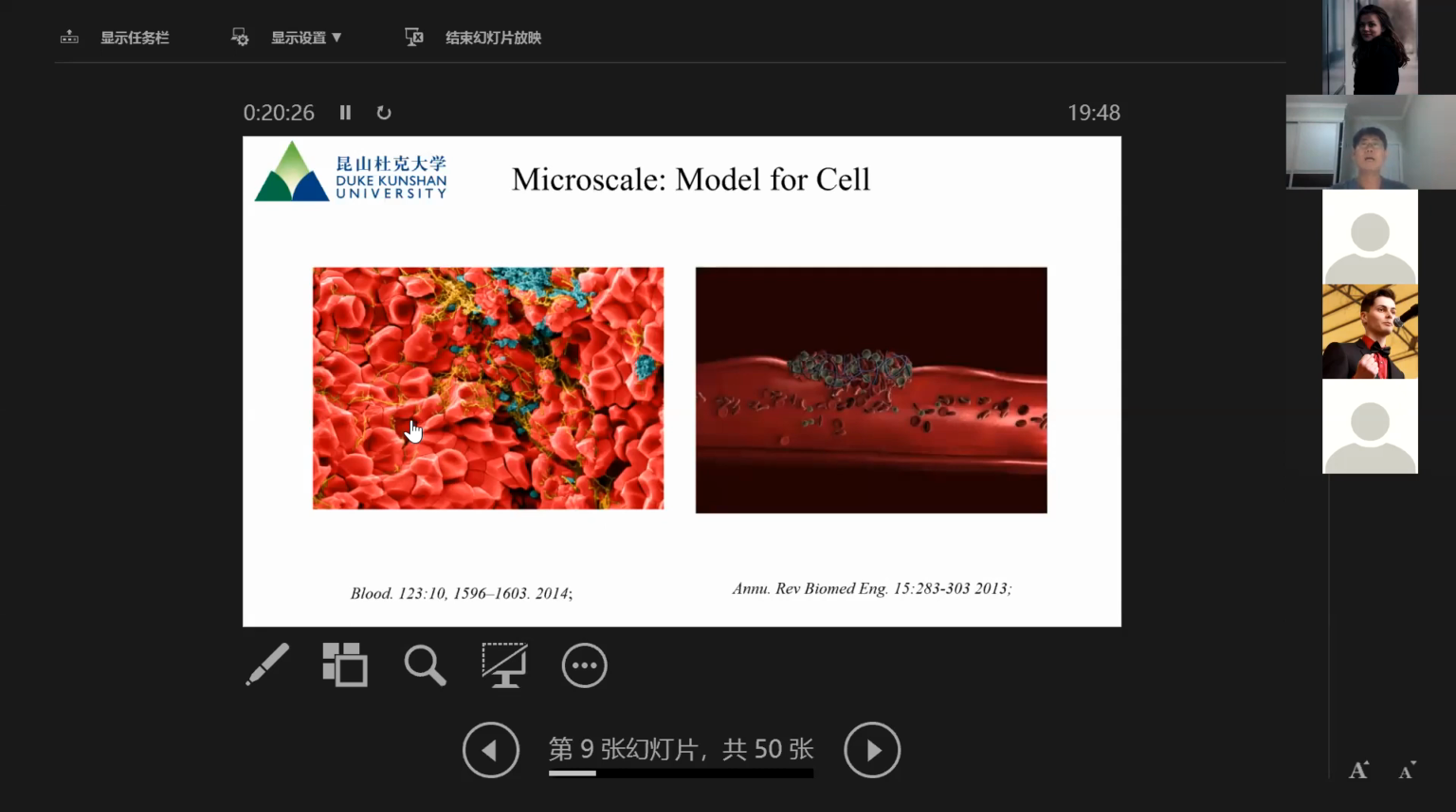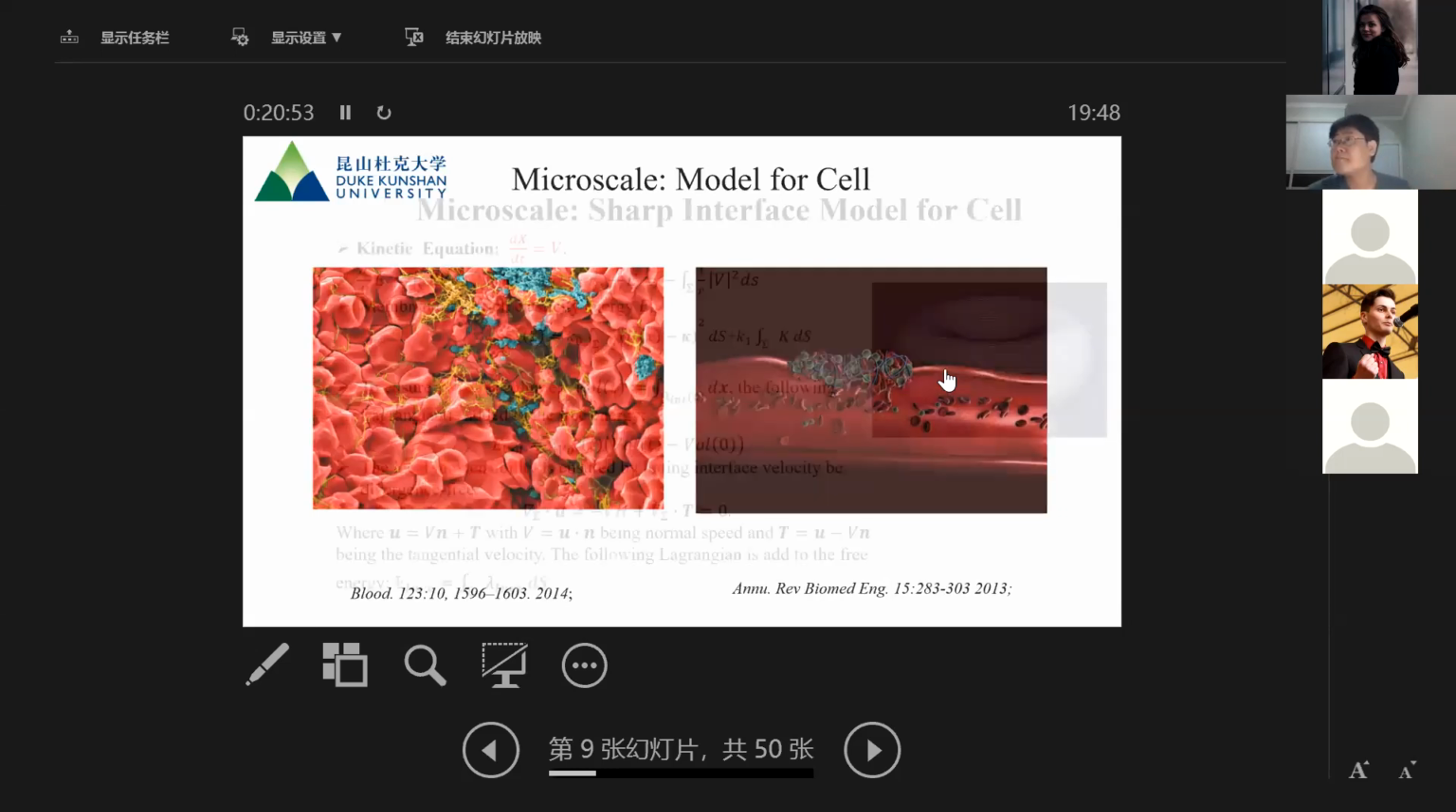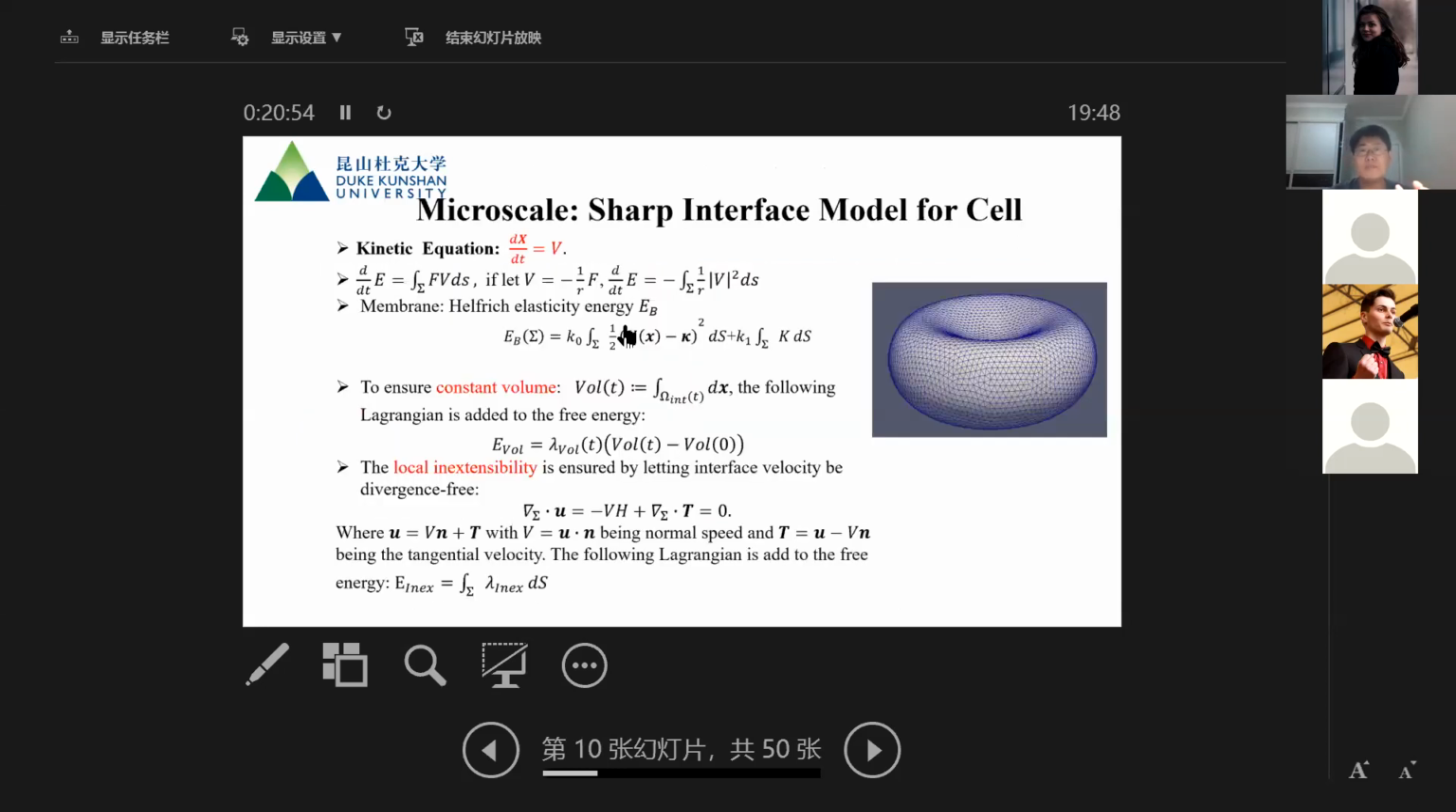So how to model this? Another important problem is that in the vessel, the red blood cells interact with each other and also with the vessel wall to form the clot. How do we understand the effect of individual cell mechanical properties on the stability of the clot? We will provide two types of models to understand this. Neglect all the details here; this is just a brief introduction.